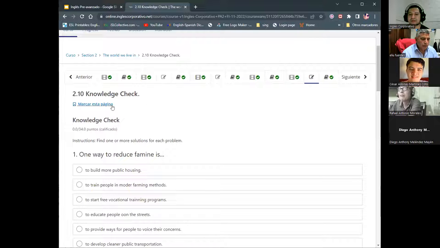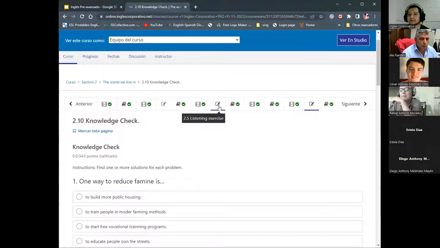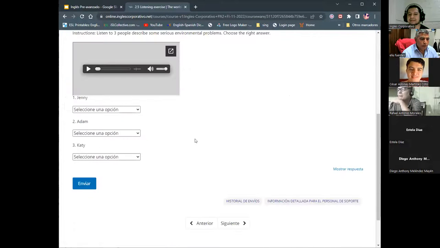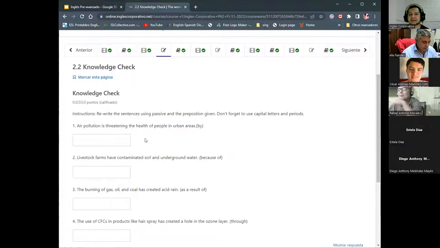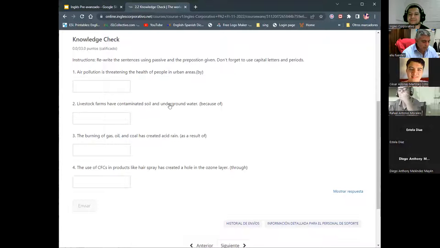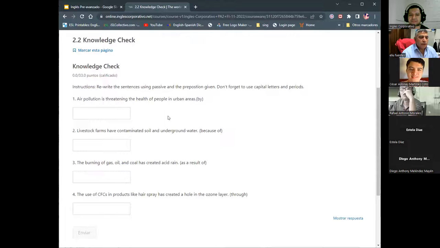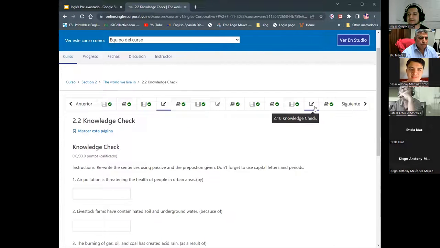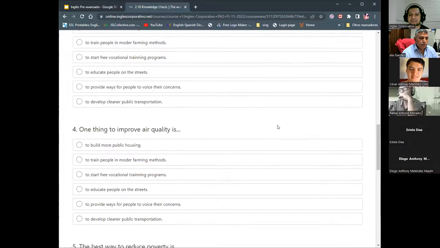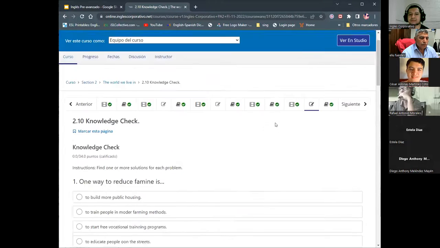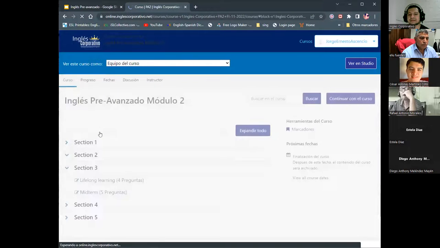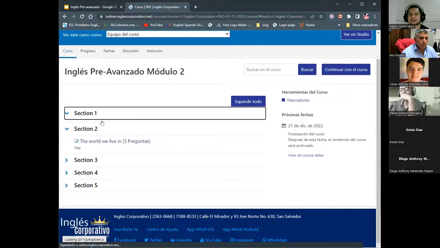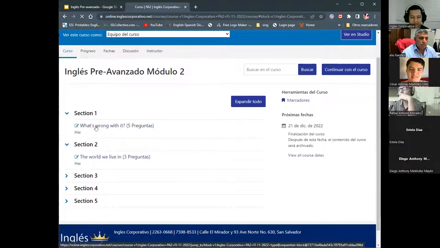Okay, is this one? It says knowledge check. No. We have another one that says listening exercise. No. And we have knowledge check: air pollution is threatening. The tablecloth is very clean. Probably section one, because this is section two, or is it section three? Maybe in section two. Okay, we are going to check section one right now.